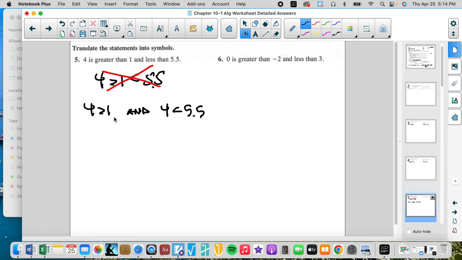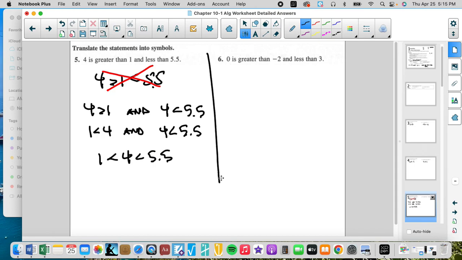And now let's rewrite this. We could write this as 1 is less than 4. Notice it's eating the 4 when I rewrite it. And 4 is less than 5.5. So if we were going to write it in one statement, that is the correct way of writing 4 is greater than 1 and less than 5.5. So we see the 4 is greater than 1 and we see 4 is less than 5.5. So good tricky one. 0 is greater than -2 and 0 is less than 3.